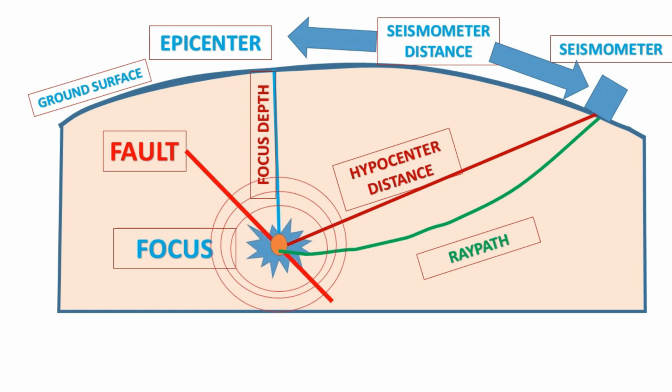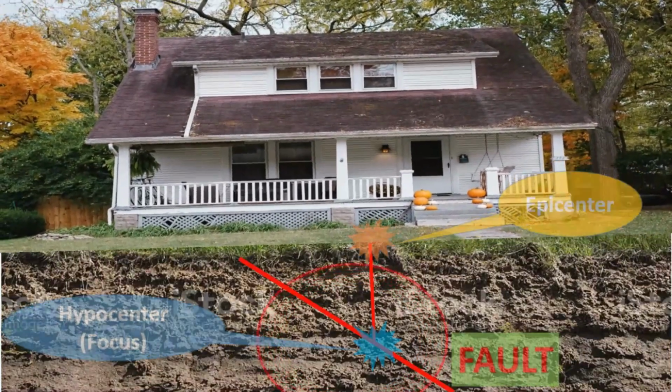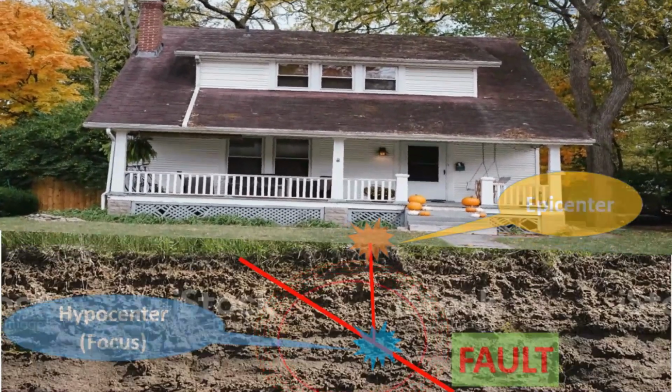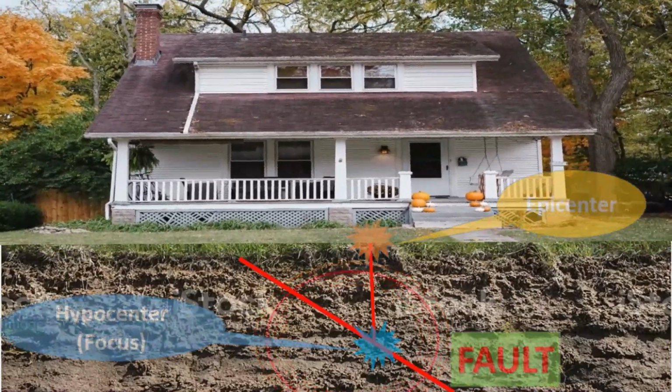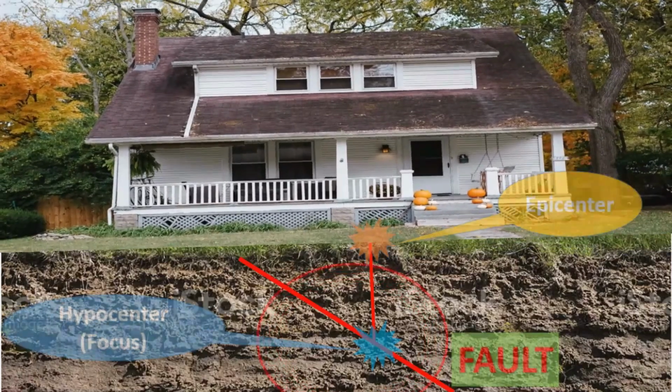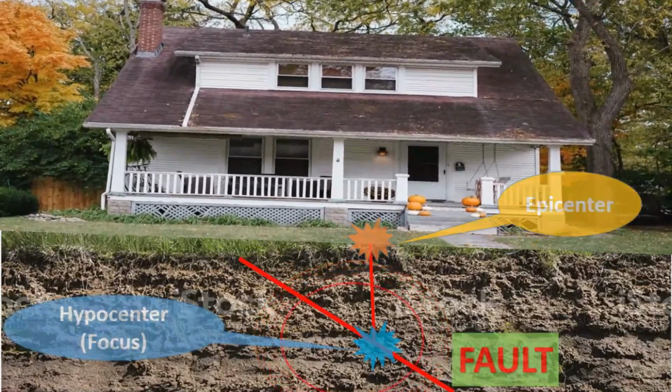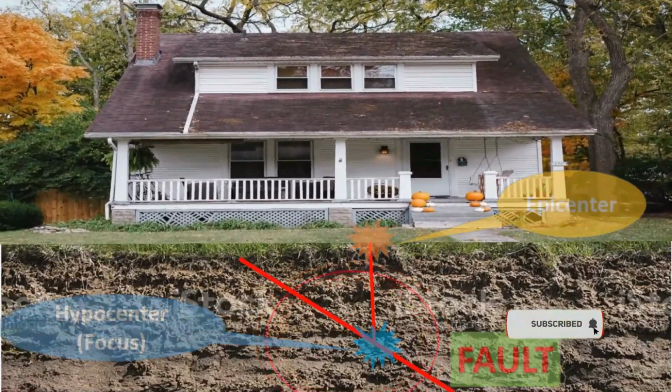Seismic wave, an energy wave that travels through the earth's crust, is caused by an earthquake or other seismic event. Epicenter. Epicenter is the point on the earth's surface directly above the point where an earthquake began. Hypocenter, or focus, is the location within the earth where an earthquake begins. It is also known as the focal point.